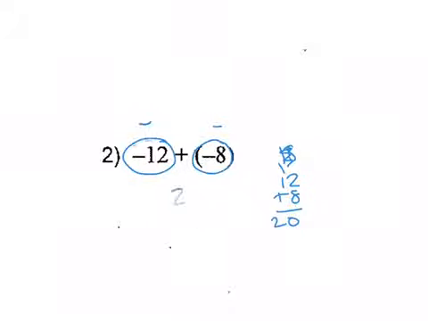Same thing on number 2. I've got a plus sign in the middle, so I don't have to worry about keep, change. I can just circle the numbers with the sign in front. Circle the number with the sign closest to the number, and then compare them. I've got a negative and a negative, so same sign, add, and keep. Keep that same sign going.